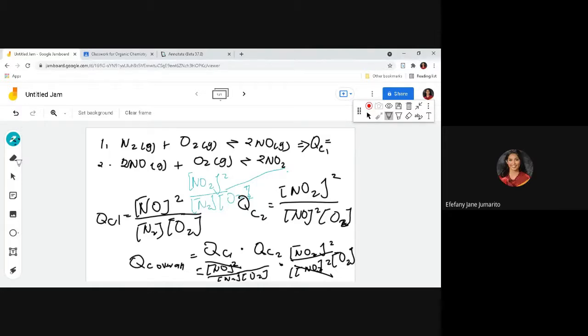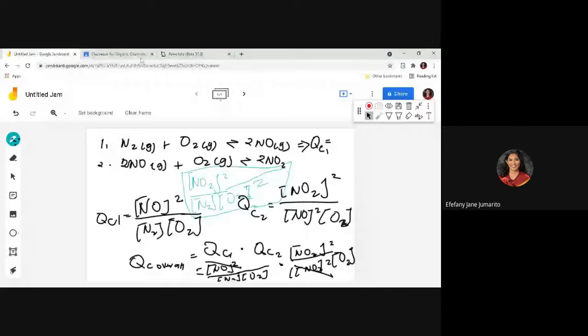How many? Two. Very good. We just add them, since the coefficient is 2. Okay, so this is our QC final.